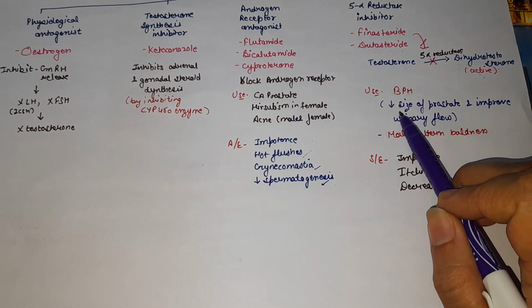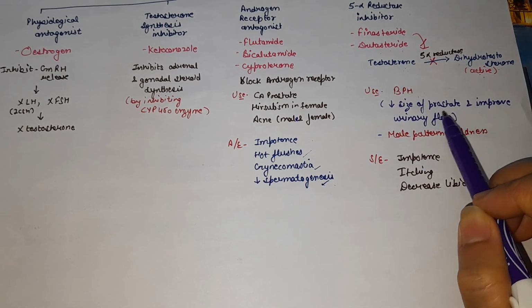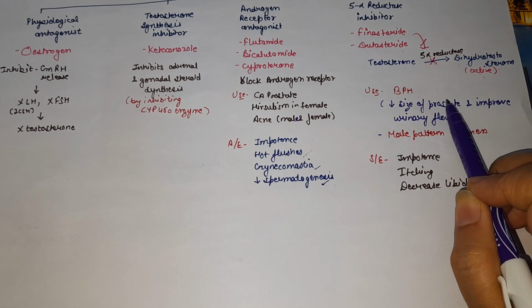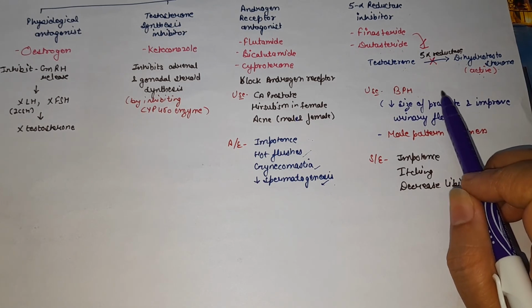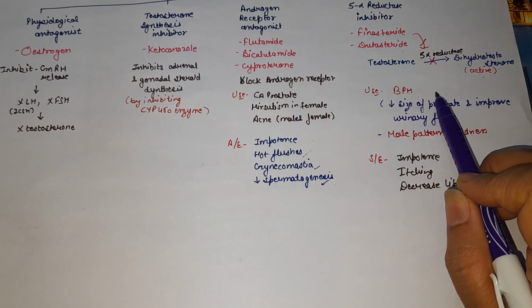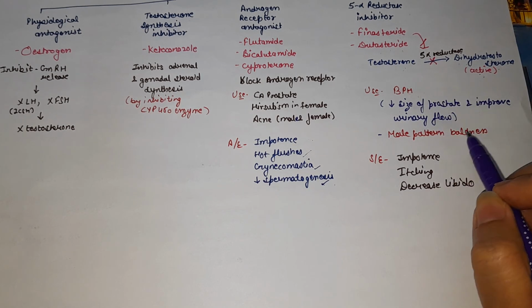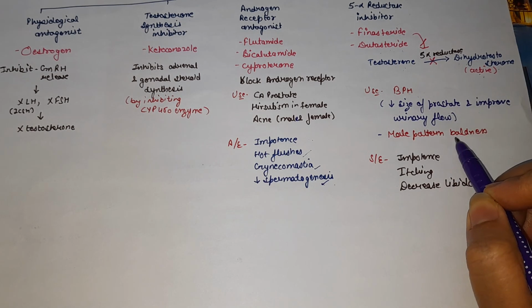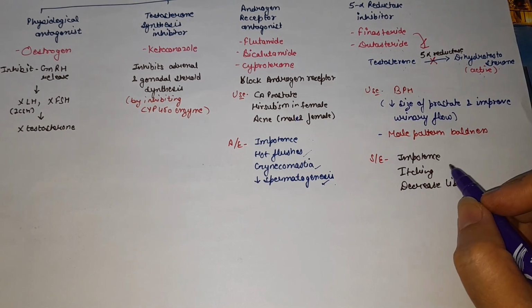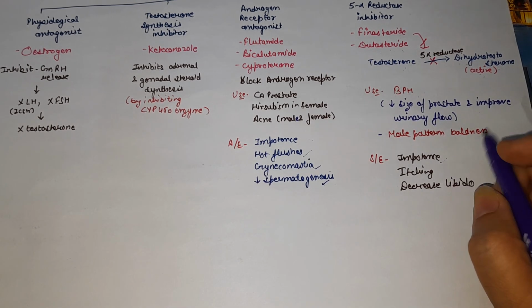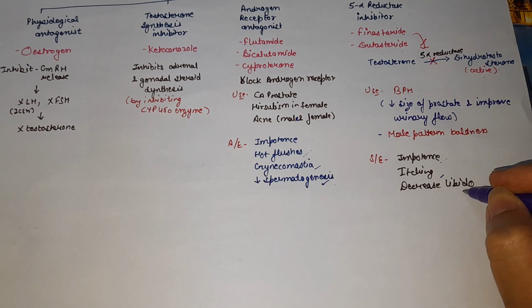They cause decreased size of prostate and improve the urinary flow, or we can say that they inhibit the dynamic and static component of the BPH. They are also used in the treatment of male pattern baldness. Side effects of the 5-alpha reductase inhibitors are they cause impotence, itching, and decreased libido.